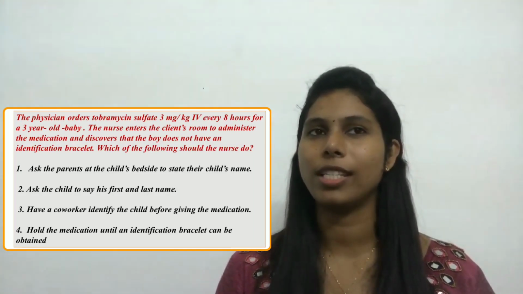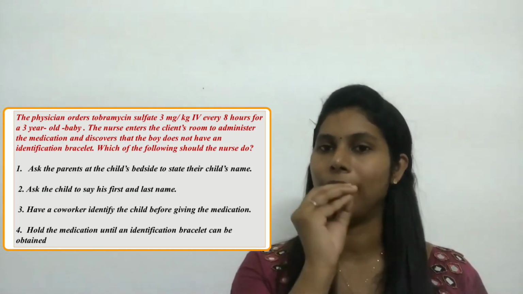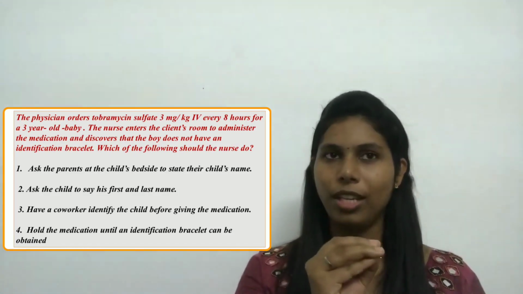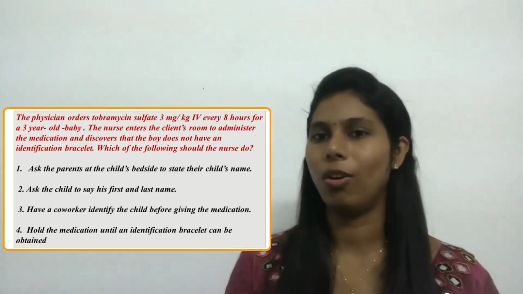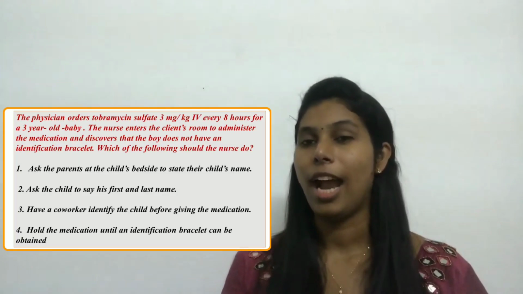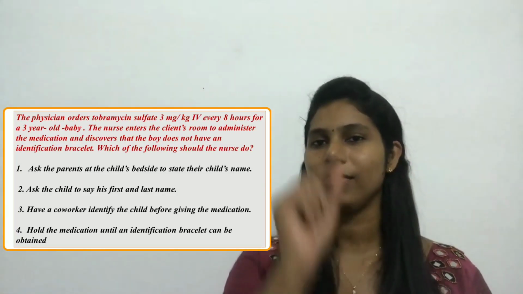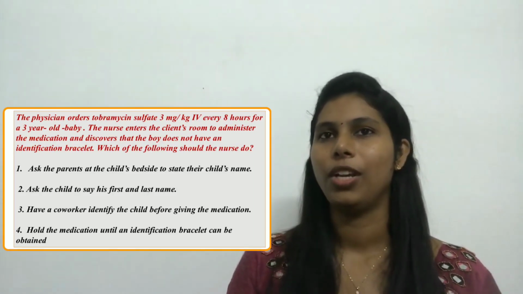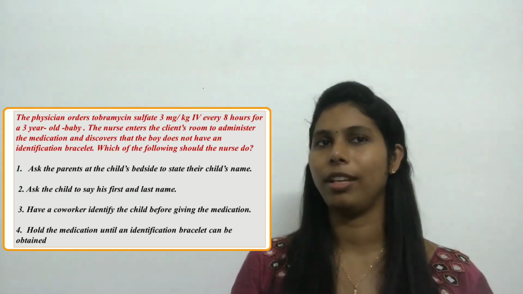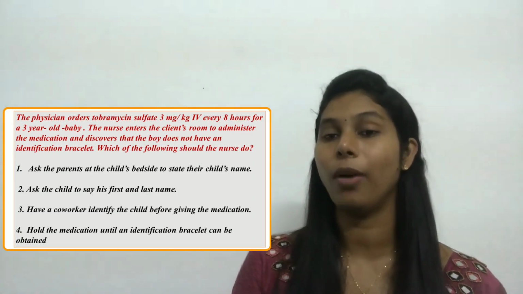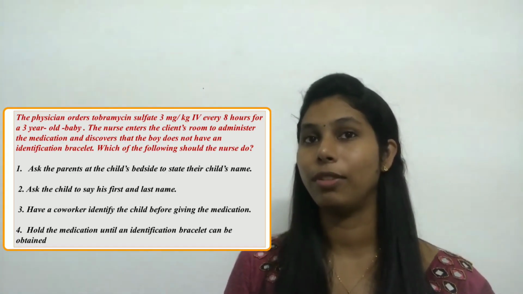So what is the question asking? The nurse wants to administer a medication prescribed by the doctor, whatever the medication. Before giving any medication or doing any procedure, we know the IPSG codes, International Patient Safety Goals: identify the patient with 2 identifiers. It's very important, and that is connected here. She didn't find the identification bracelet, so what is the appropriate action, or how should she ensure the patient identification? Which of the following should the nurse do?